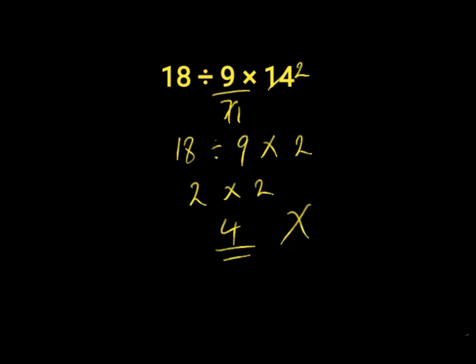4 is the wrong answer to this question because according to the order of operations, division and multiplication have equal priorities. So we have to work from our left to our right, which is we have to solve our division first before solving our multiplication. Let us solve the right answer to this question.